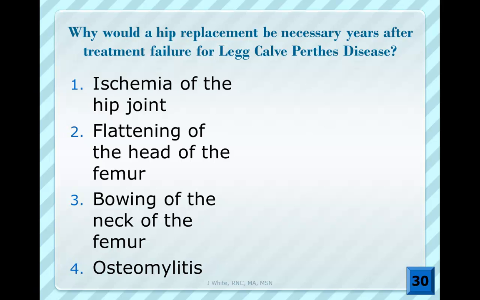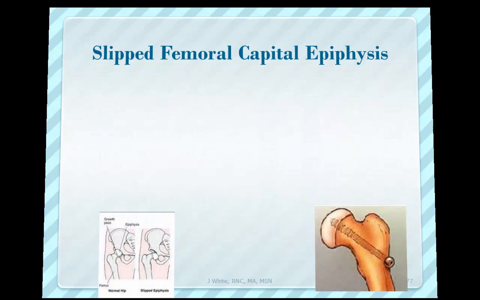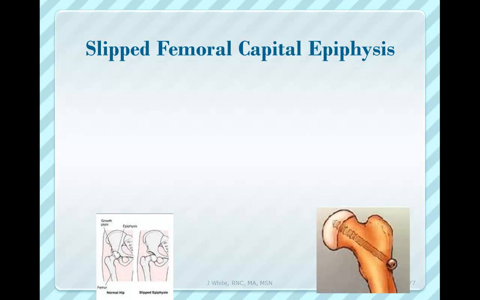Why would a hip replacement be necessary years after treatment failure for Legg-Calvé-Perthes disease? And of course, we just talked about that. And yes, ischemia is a part of it, but remember, ischemia, the blood comes back without us doing anything. It's a flattening of the head of the femur. When you think about Legg-Calvé-Perthes disease, you've also got to think about slipped capital femoral epiphysis, which has similar symptoms, can be confused with it.